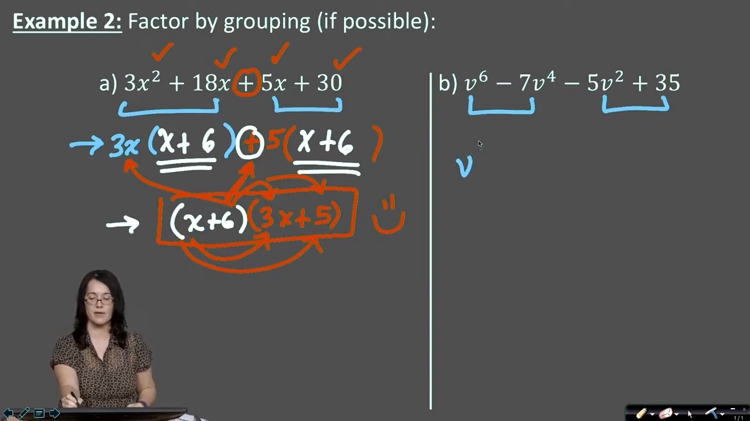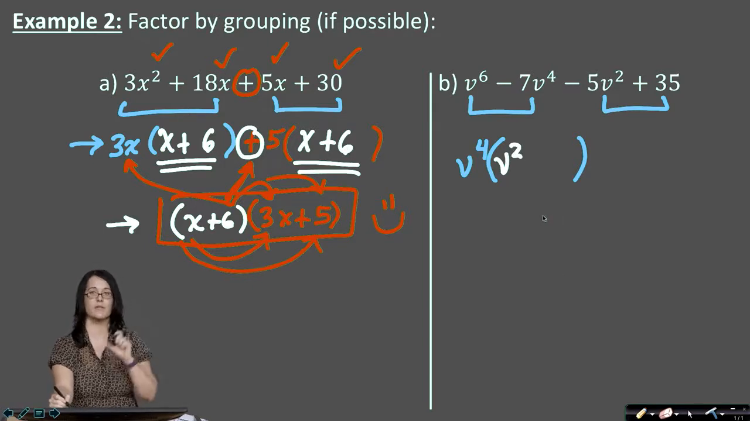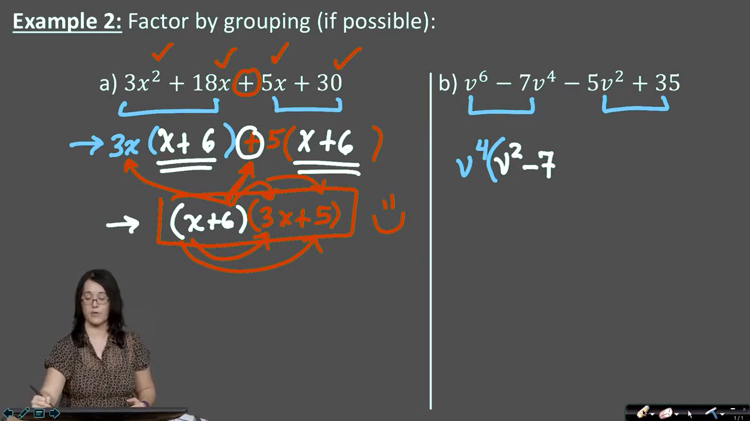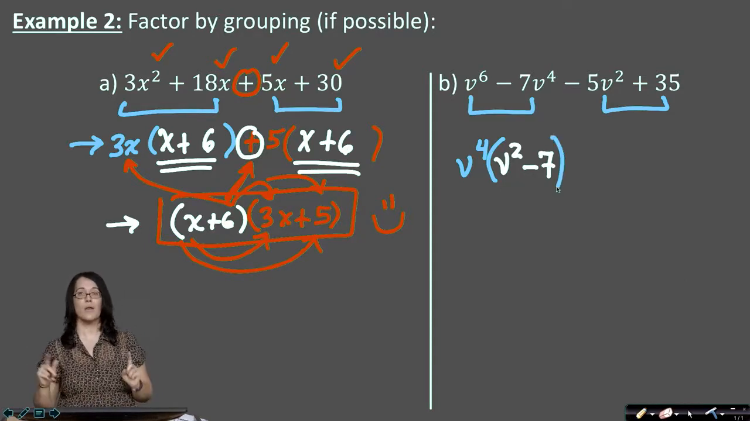V to the 4th, they both have 4 copies of v. And what would the binomial next to it be? V to the 2nd, great job, because v to the 4th times v squared, you add those exponents, there's 6 copies of v. Minus, great job, 7, and would there be any more v's? Nope, not this time, because that's just going to give you, if you distribute, 7v to the 4th power. So that is good. What about the second pair?